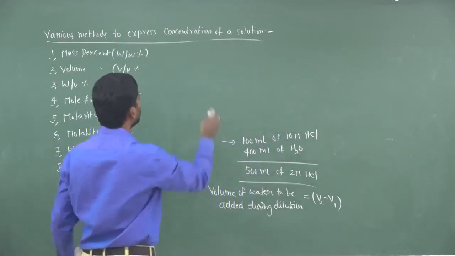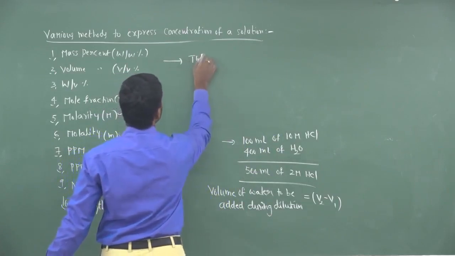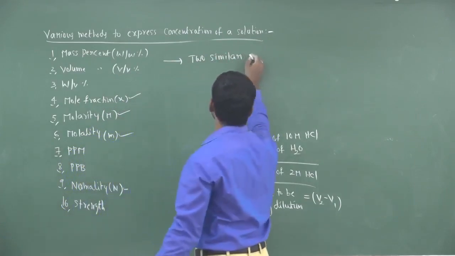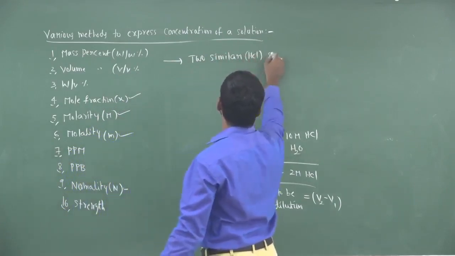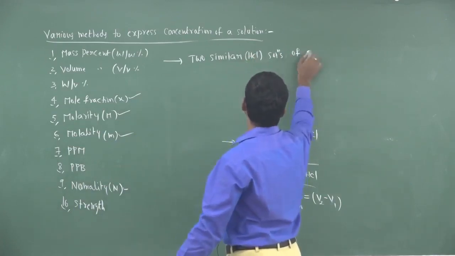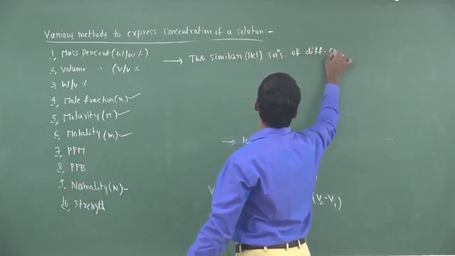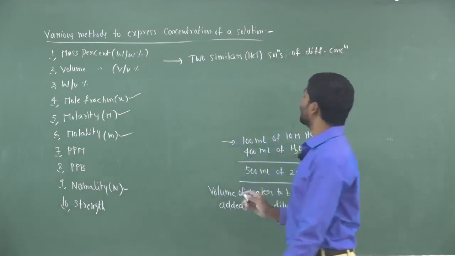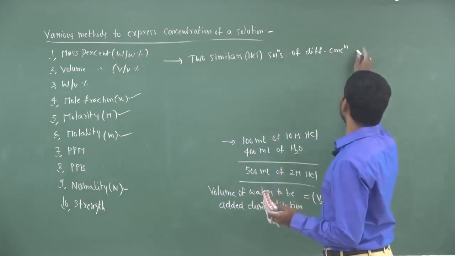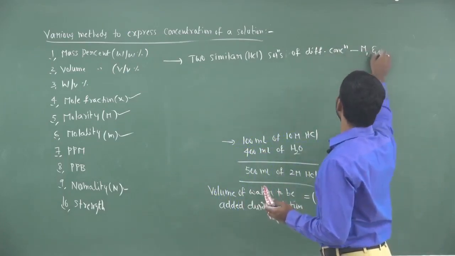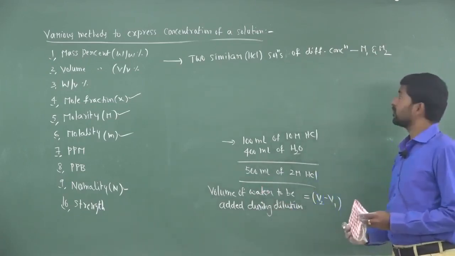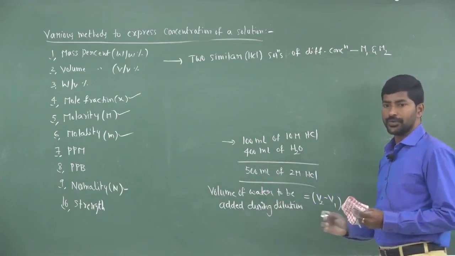Next one. For example, we are taking two similar solutions. For example, two HCl solutions of different concentrations, that is M1 and M2. Let us consider we are taking two HCl solutions having concentrations of M1 and M2.